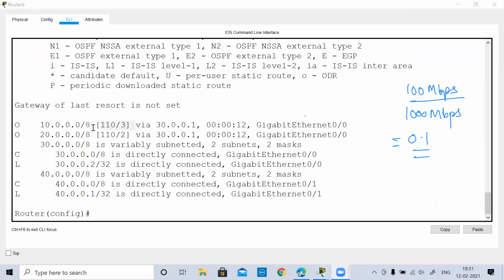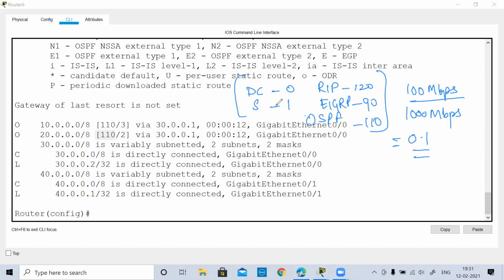Then via which path it is able to see, the next hop is 30.0.0.1. And then 20 is over 110 with the cost 2. So 110 is the AD value, guys. We had seen all the AD values yesterday. The directly connected one is 0. The static one is 1. Then we understood RIP has an AD value of 120, EIGRP has an AD value of 90, and now OSPF has an AD value of 110.